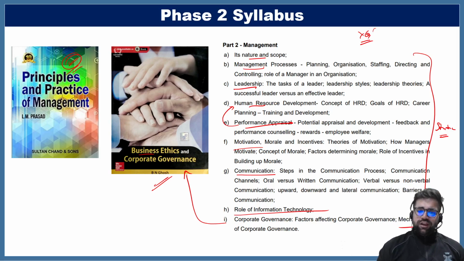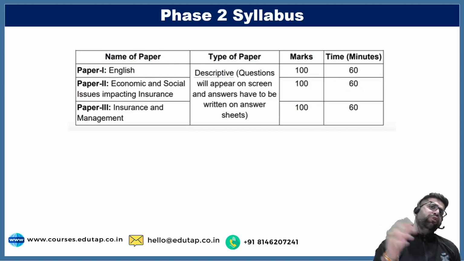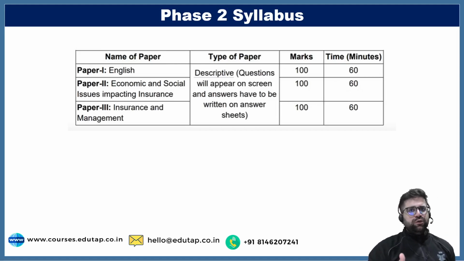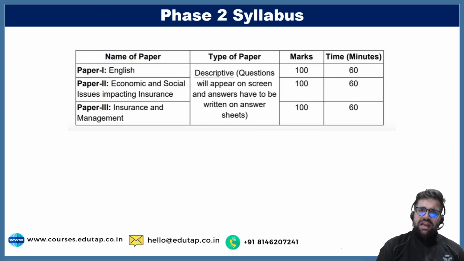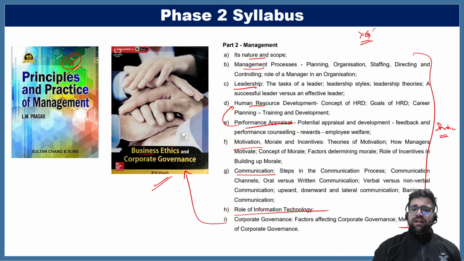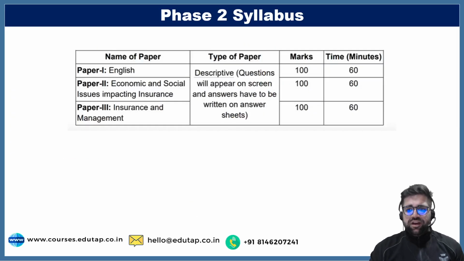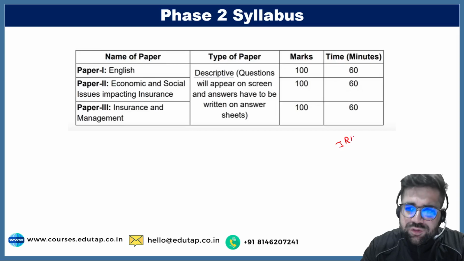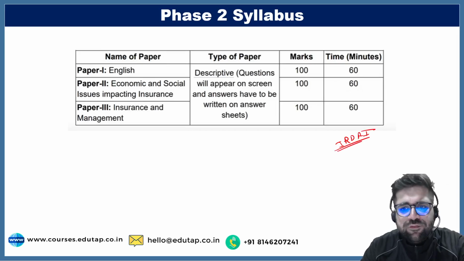So, my friends, if I want to sum up my sources for phase 2: for English, you have to practice a lot. For economic and social issues, use a basic standard book and supplement it with a lot of Google search. Try to read around that component so that you can understand its effects. And mind you, my friend, the IRDAI annual report is a must do because you will definitely get a lot of content from it.